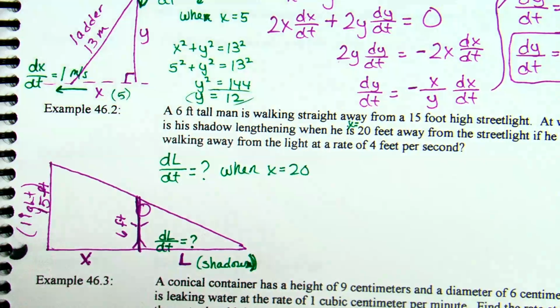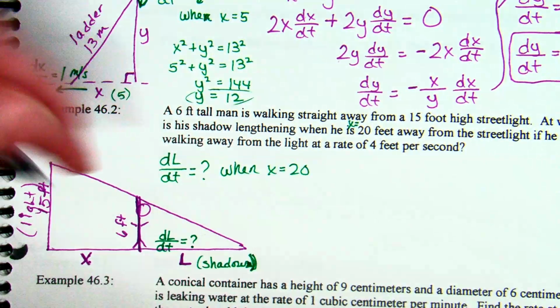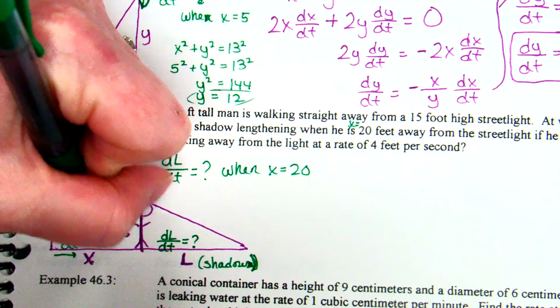What else did I not use? Okay, he's walking away from the light at a rate of 4 feet per second. So what's changing as he's walking away from the light? X is changing, right? The farther he walks from the light, the farther X goes. And so dx/dt is going to be our 4 feet per second.